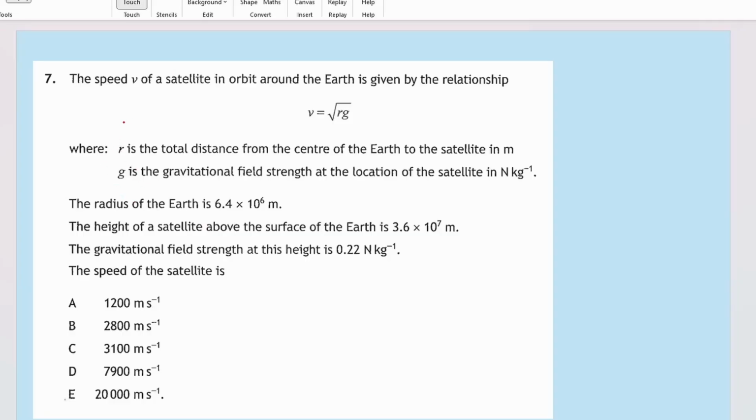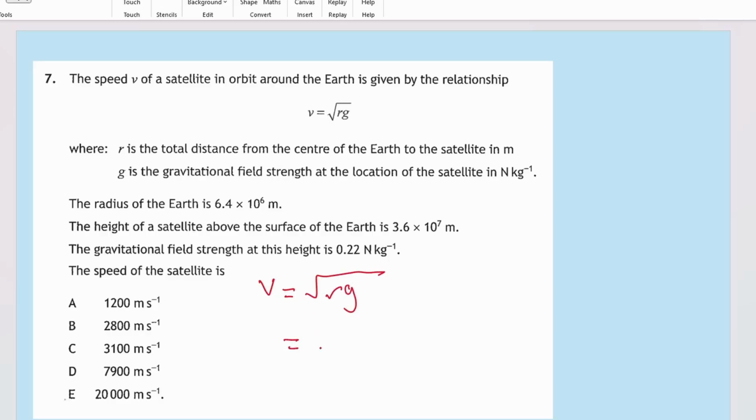Question 7 says the speed v of a satellite in orbit around the Earth is given by the relationship v equals the square root of r times g. And then you have a bunch of information here. So let's see what we're asked for. We're asked for the speed of the satellite. So let's use the formula v equals the square root of r times g.